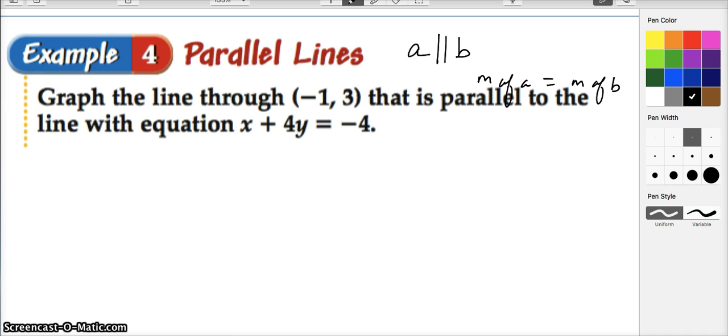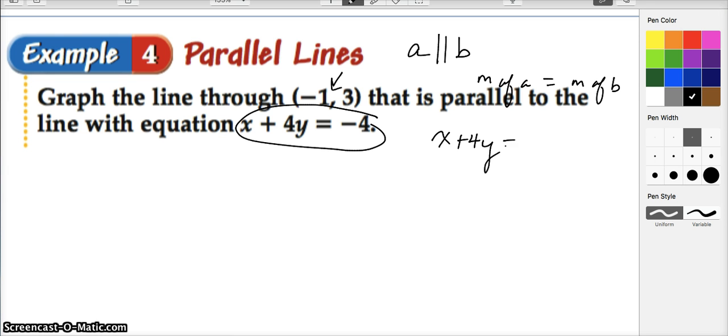They want us to graph the line through this point that is parallel to the line with this equation. What would be really helpful is if I knew the slope of this line. What's the slope of this line? Because if I know that, then I'm just graphing a line through this point with the slope that I'm going to get from here. So I'm going to find the slope.